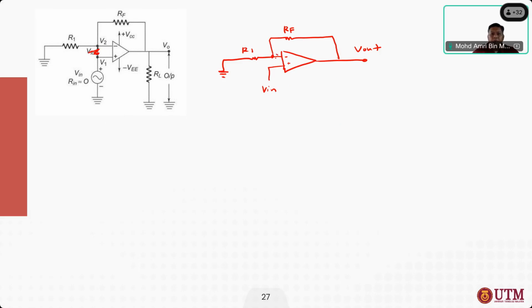Number one is I minus and I plus, the current that goes into the negative port and the current that goes into the positive port. I minus and I plus will be equivalent to 0. Why? Because the op amp has a very high input impedance. So no current goes into the negative input or the positive input. I plus equals I minus equals 0 ampere.